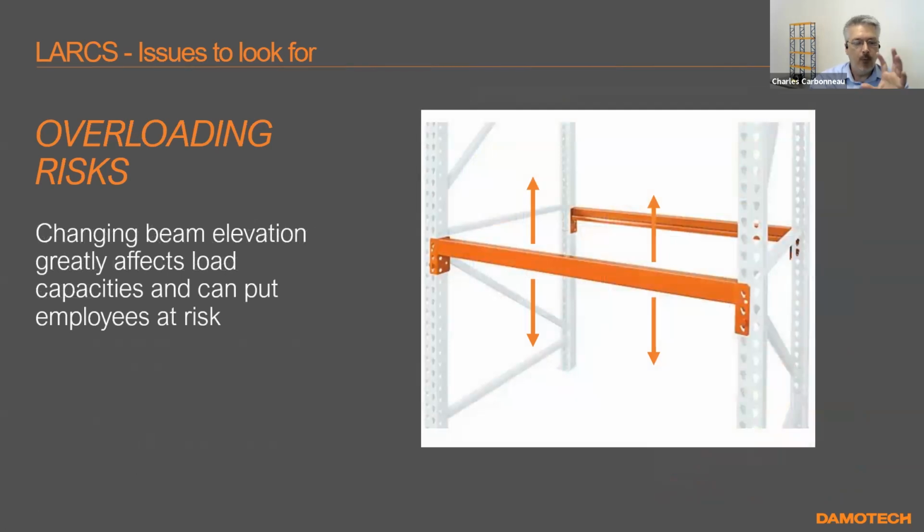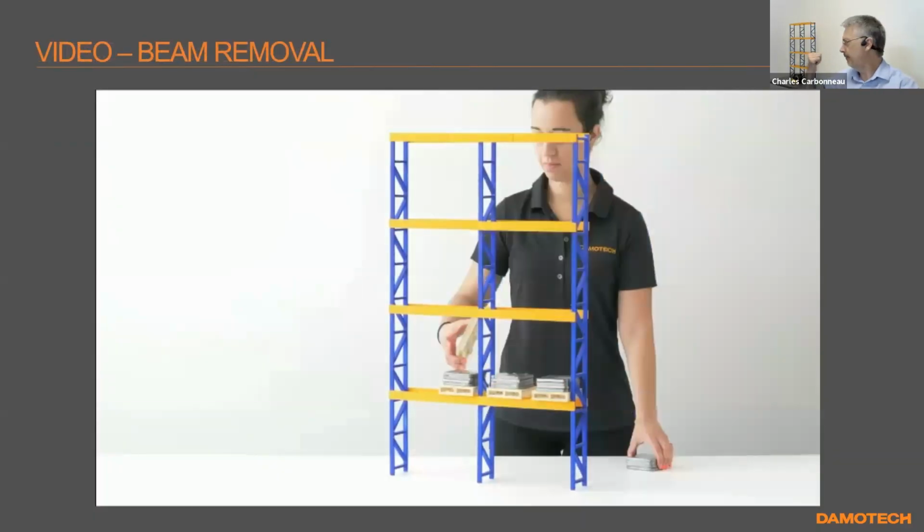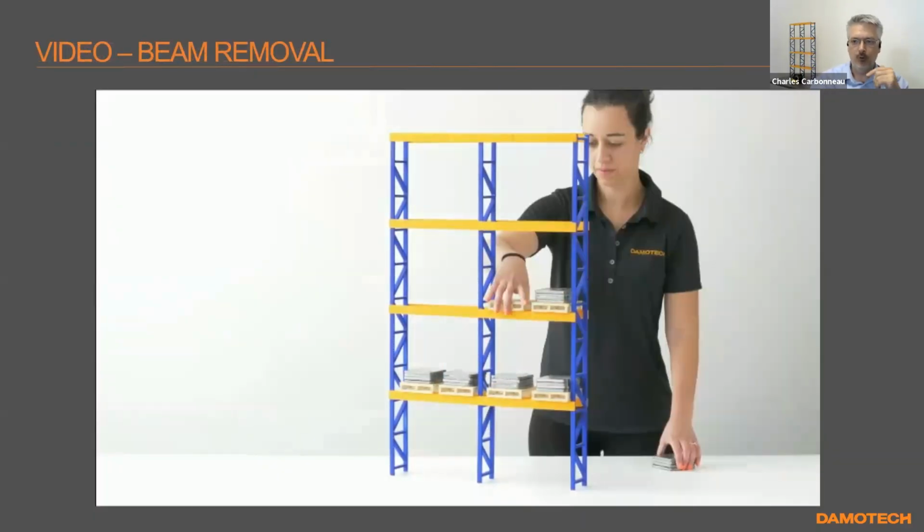All right, so the point we wanted to make about moving beam elevation is this here. Changing beam elevation greatly affects load capacities and can put employees at risk. So usually if you want to double stack at the floor level and you move your beam for that, you might have diminished considerably the capacity of the rack. And we'll show you this in a little video here. So this is the same as I've got on my right or left.